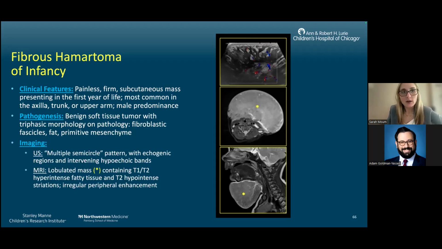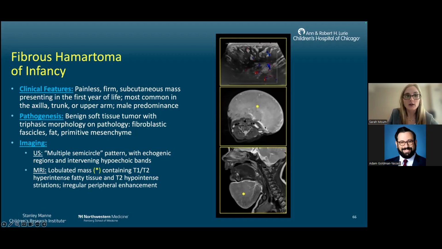On imaging, the case I'm showing was for a 12-year-old who had a suspected lymphatic malformation but just kept growing, and so that's why they did the ultrasound and MRI assessments for this patient. On ultrasound, these lesions have a very characteristic multiple semicircular pattern. I think we can appreciate that from the image I'm showing here. It has these echogenic regions with intervening hypoechoic bands.